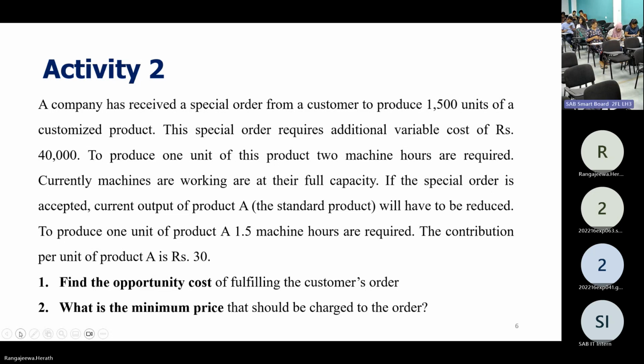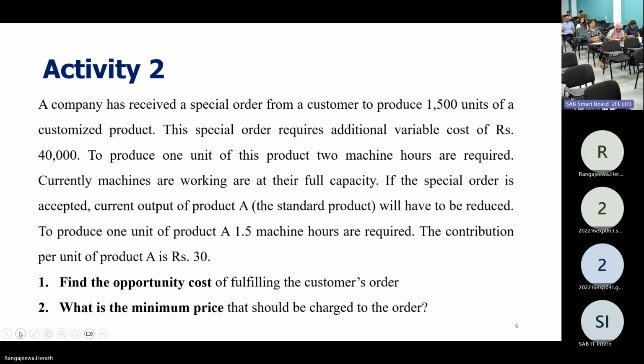The company has received a special order from a customer to produce 1,500 units of a customized product. The special order requires additional variable cost of rupees 40,000. To produce 1 unit of this product, 2 machine hours are required. Currently, machines are working at their full capacity.